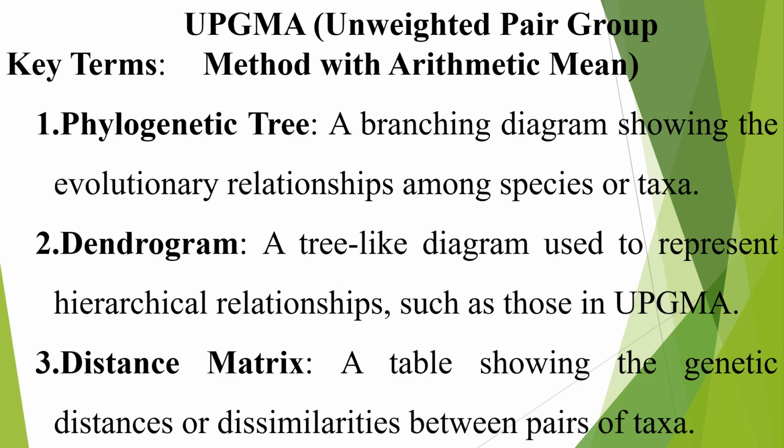Key terms: 1. Phylogenetic tree. A branching diagram showing the evolutionary relationships among species or taxa. 2. Dendrogram. A tree-like diagram used to represent hierarchical relationships such as those in UPGMA. 3. Distance matrix. A table showing the genetic distances or dissimilarities between pairs of taxa.